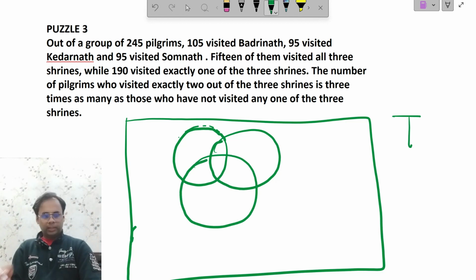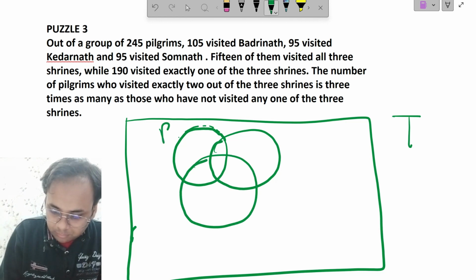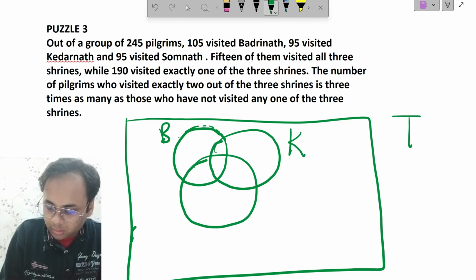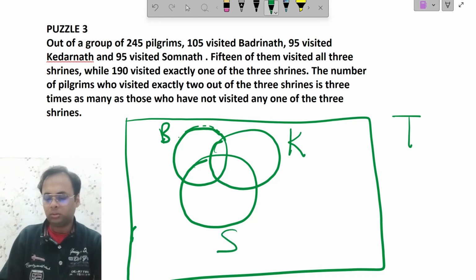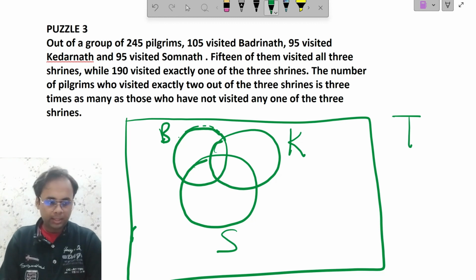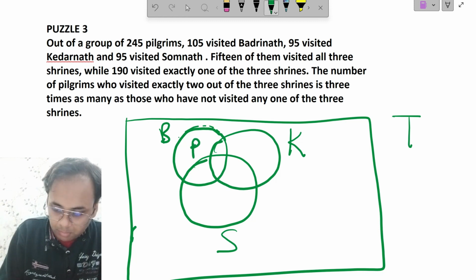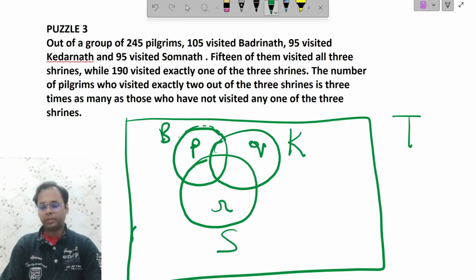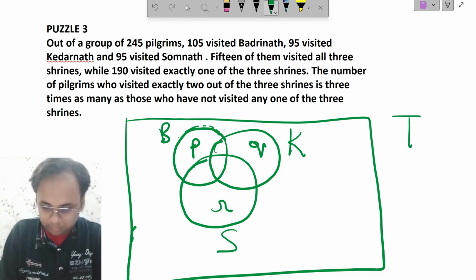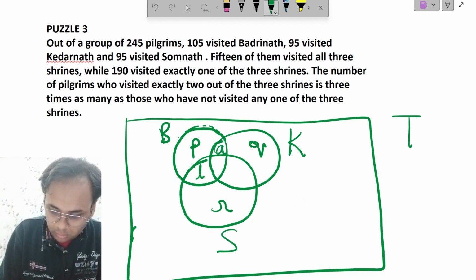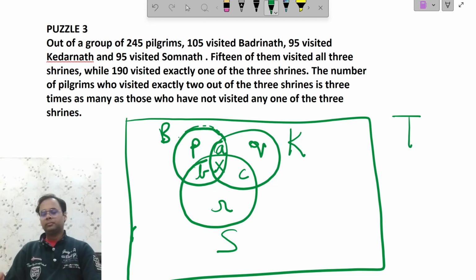Okay, so let me just mark them with Badrinath, Kedarnath, and Somnath. Okay, and then they are just individual regions I have to see. Let me mark them with P, Q, and R. Okay, let me just mark more of their intersections: A, B, C, and X.